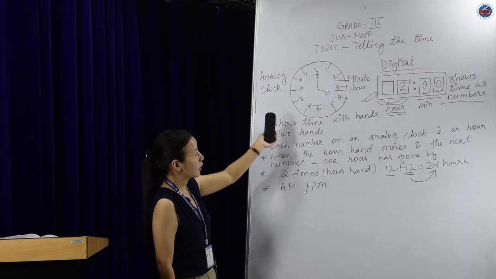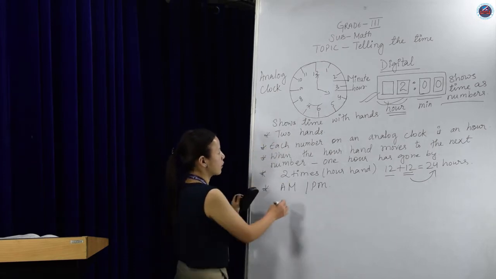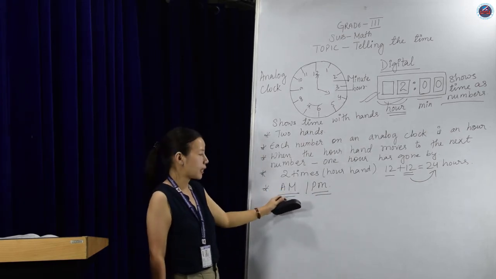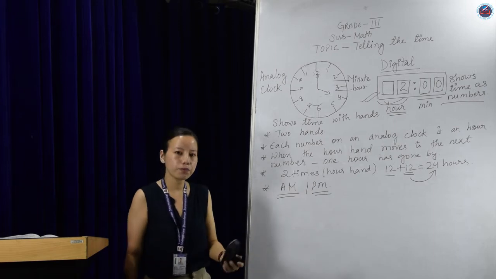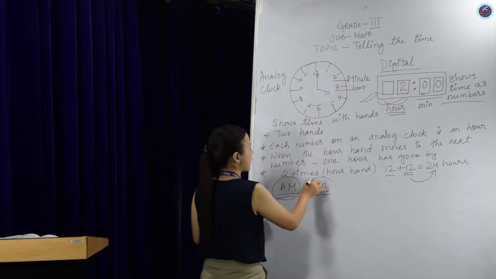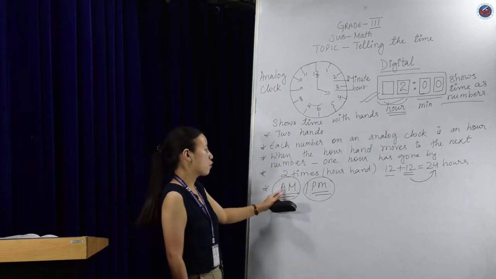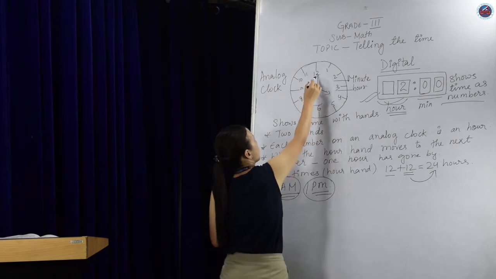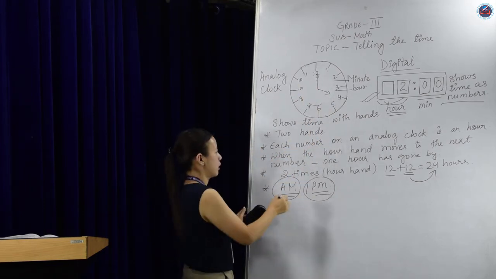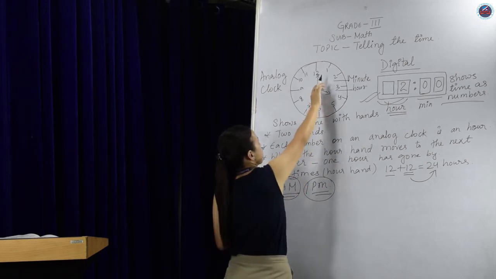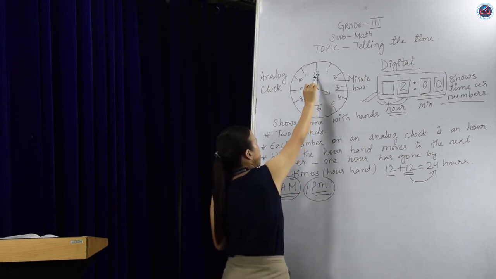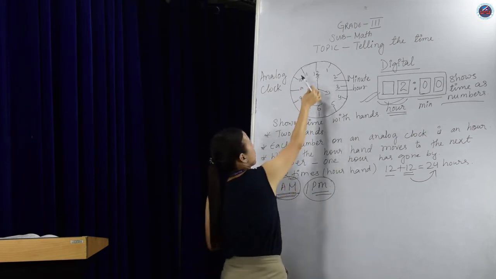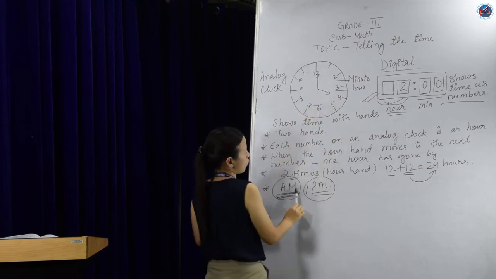Now how do we use AM and PM? AM is for ante meridiem and PM is for post meridiem. When do we use AM and PM? We use AM for the time in the morning, that is between midnight and midday. When the hour hand completes one round, it changes from AM to PM. In the morning it is AM, and when it reaches 12 noon, it changes to PM.